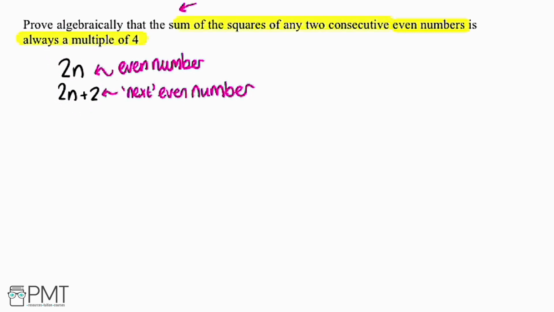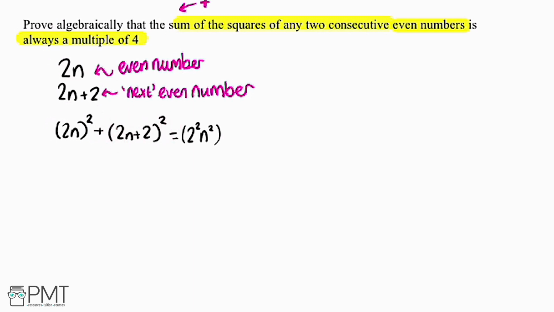So the sum, that's a way of saying addition, and it's the sum of the squares. So we're going to take our first number, 2n, square it, and then add on our next number squared, so 2n plus 2 squared. So now I'm going to manipulate this and expand out the brackets and see what we get. When we've got a product in a bracket to a power like this, the power applies to each element. So we've got 2 to the power of 2 and n to the power of 2.